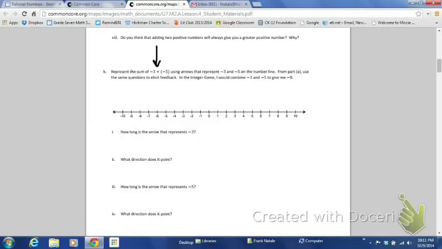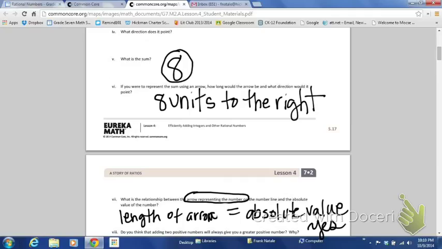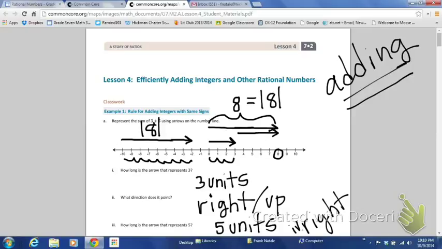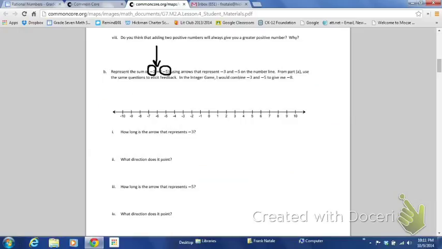But now you'll notice that we have negative numbers. So it's a little bit different. Before we were using positive numbers, the same numbers, but they were positive. It was, if you remember, 3 plus 5. Now we have -3 plus -5. So let's go ahead and do that.